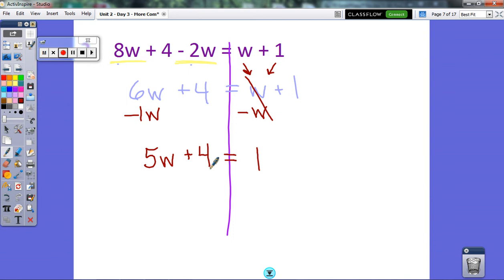From here, we're back to our old type questions. From here, the 5W is the couple, so we have to get rid of plus 4. Opposite of adding is subtracting. So the 4s are going to become a 0. And now I have 5W equals, well, what's 1 minus 4?